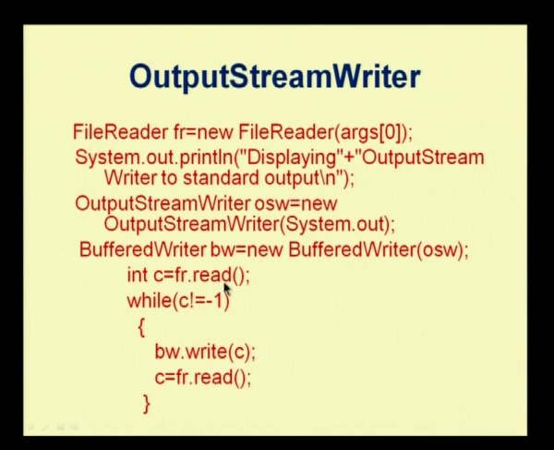Here I have fr.read, which means my FileReader's read. This returns an integer value of a particular character that is read from the FileReader. The FileReader handles characters, so the int form of that character will be fetched into c. If it is not equal to -1, I write that into the BufferedWriter: bw.write(c), so that character is written to the BufferedWriter. Again I call read, and I continue this till I come to the end of the file.